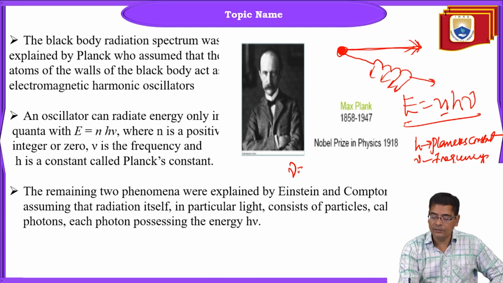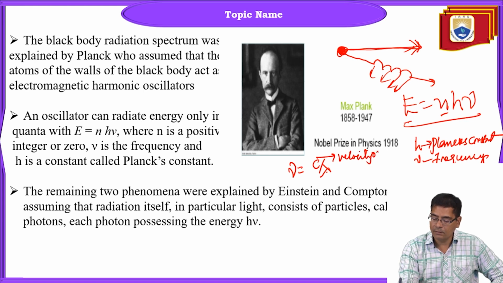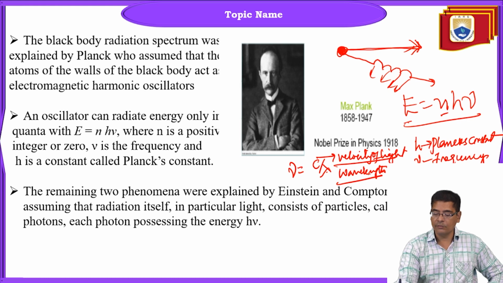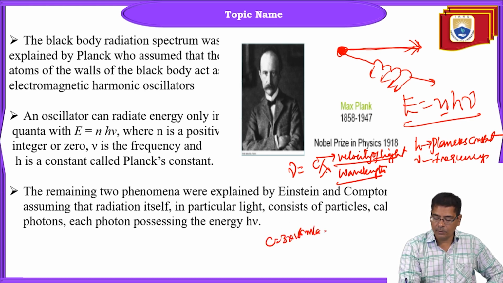This frequency nu is written as c by lambda, where c is the velocity of light and lambda is the wavelength. The velocity of light is c equals 3 into 10 power 8 meters per second, or 10 power 10 centimeters per second. So these are certain units.